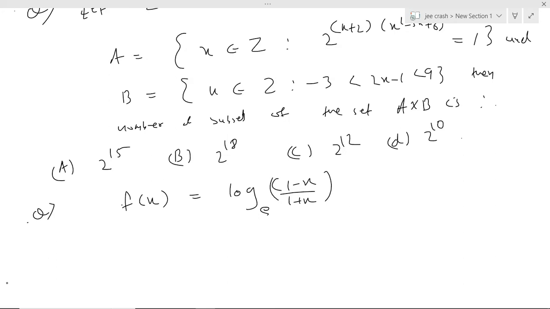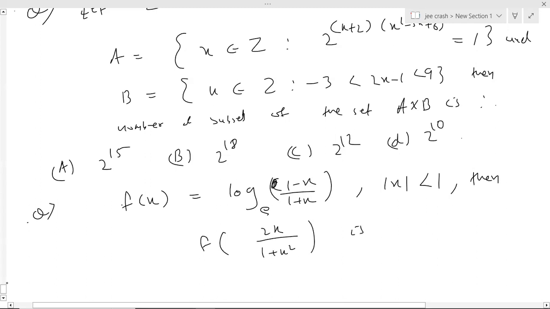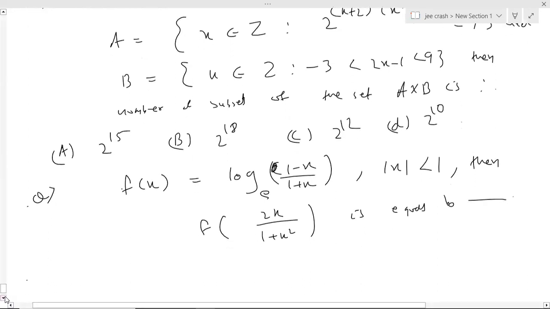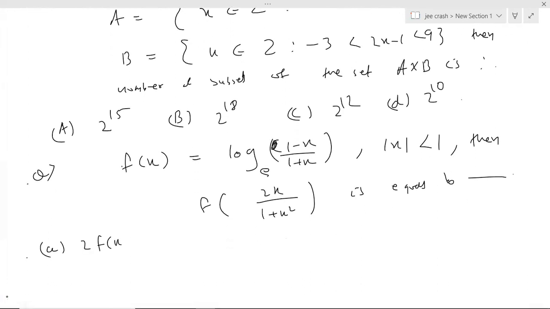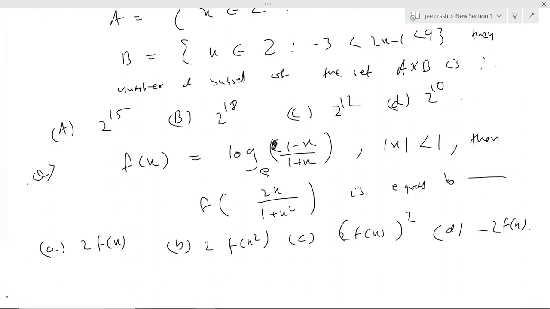If f of x equals to log of 1 minus x upon 1 plus x, mod x is less than 1, then f of 2x upon 1 plus x square is equals to dash. You have to simplify. If you want options, 2 of f of x, 2 f of x square, 2 of f of x whole square, minus 2 f of x. Right? Try to solve it on your own. Few minutes for this.